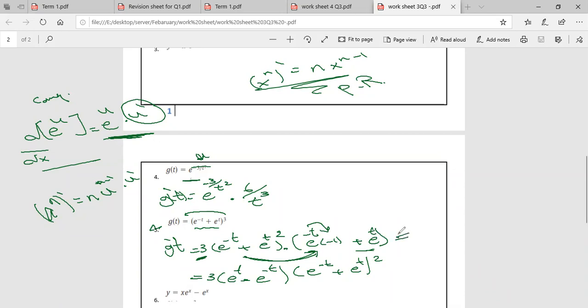If you leave it in this form, no problem, I give you the mark. But I prefer to write it in the simplest form to choose the correct answer if I give you the answer as multiple choices.